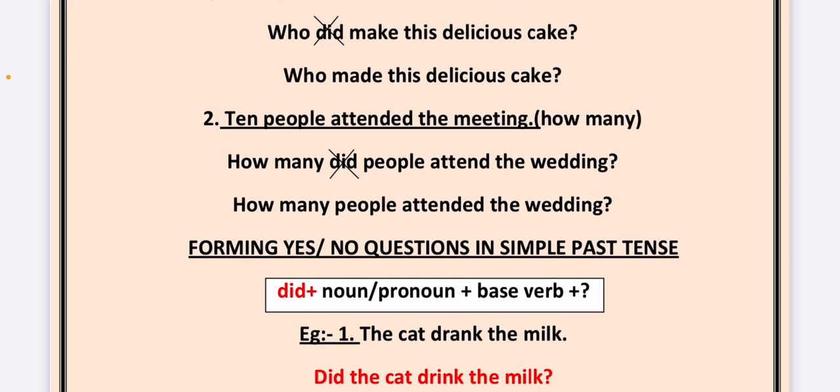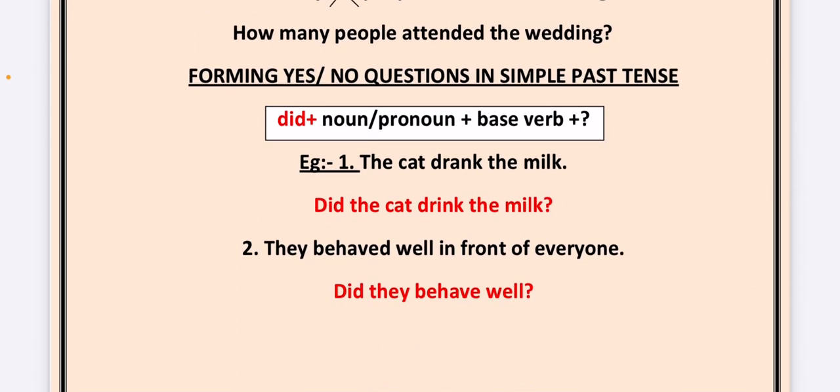Ten people attended the wedding. How many? So we will not write how many did people attend the wedding. How many people attended the wedding. Okay, so with who and how many, I am not going to use did while framing questions. Now, second case, if a question word is not given to you, and yes or no questions are there, you are simply going to start with did, and the rest remains the same. The cat drank the milk, so there is no question word, so you will start with did.